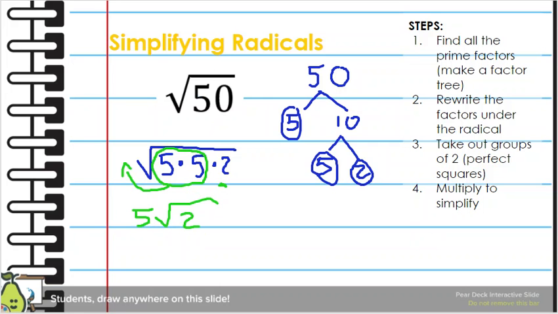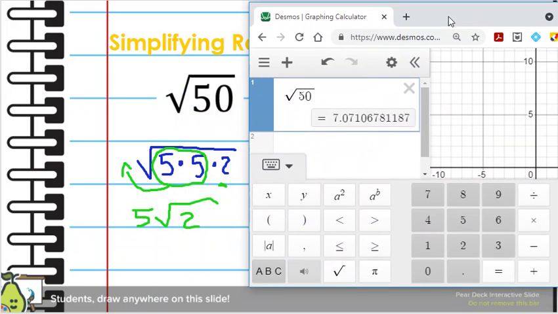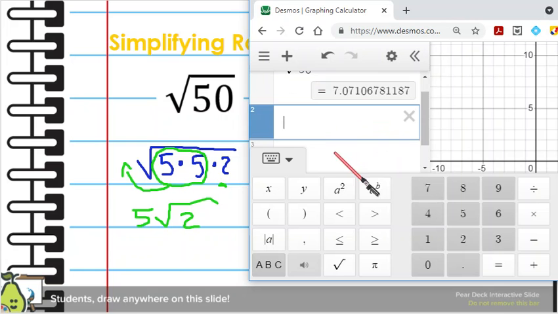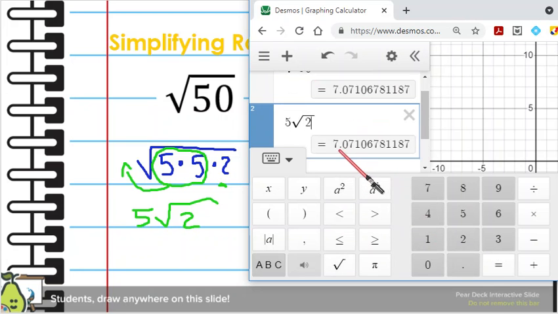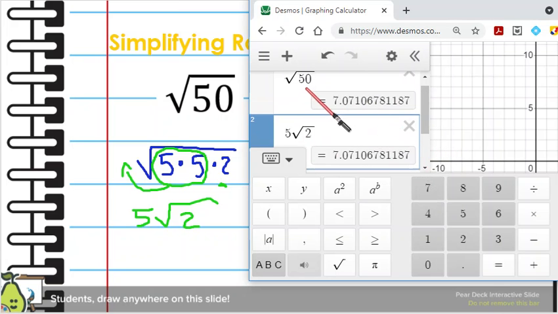To show you that it's the same, I can plug this in on Desmos. The square root of 50 got me this number here. If I do 5 radical 2, look at this, 7.07106781187. It's the exact same number. So 5 square root 2 is another way of rewriting the square root of 50.